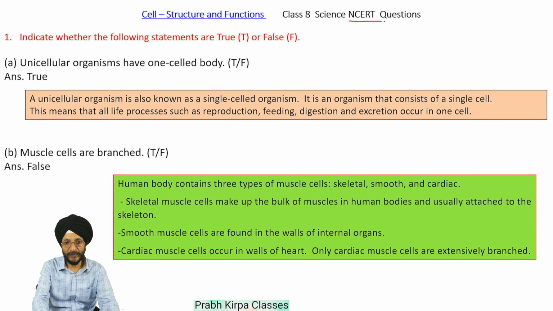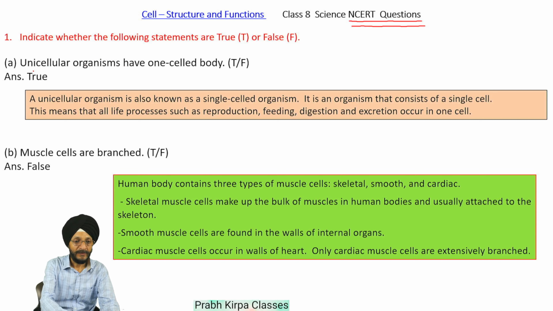Now we will perform NCERT questions. First question: indicate whether the following statements are true or false.